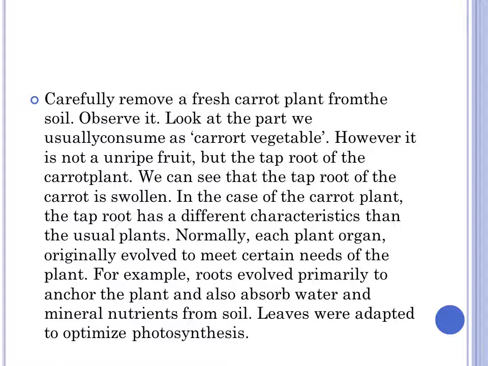Normally, each plant organ originally evolved to meet certain needs of the plant. For example, roots evolved primarily to anchor the plants and also absorb water and mineral nutrients from soil. Leaves were adapted to optimize photosynthesis.